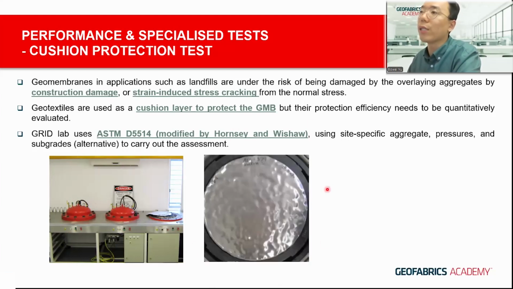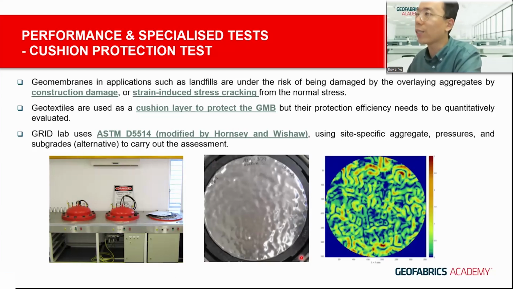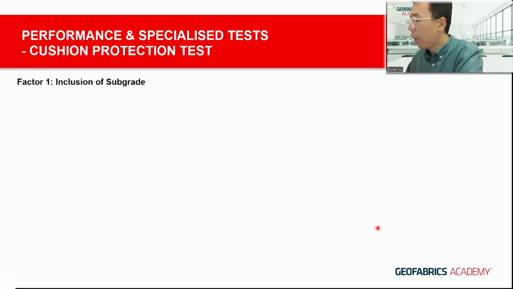We use thin aluminum detection sheets to record the strain that happens on the geomembrane due to the intrusion of the aggregates. Then we send it off for a 3D laser scan, and we can calculate the strain based on the deformation readings from the laser scanning results. Again, a couple of factors we need to consider when requesting the test.